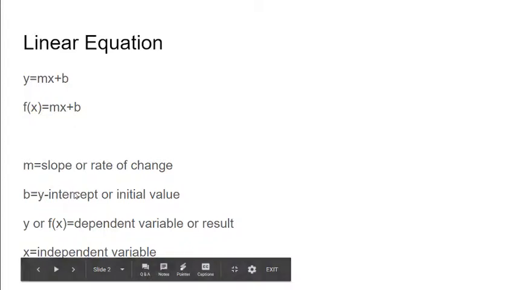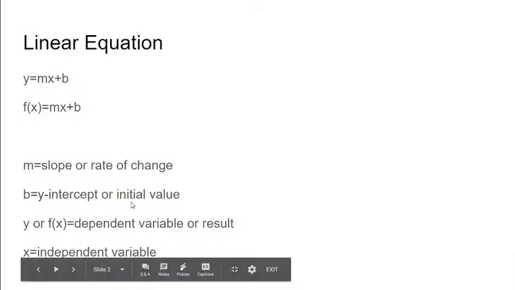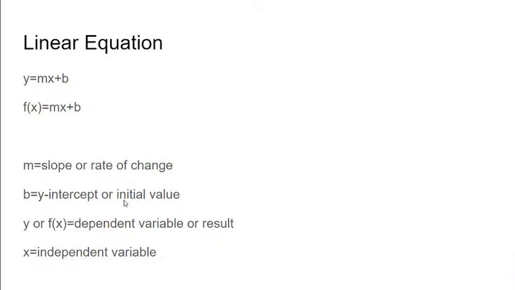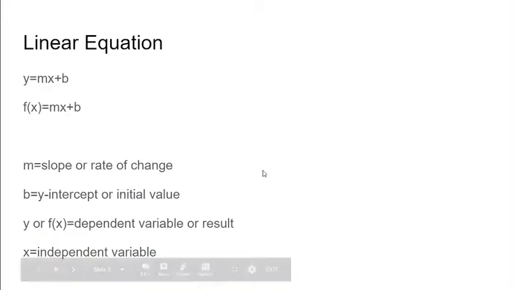B is the y-intercept, or the initial value of a linear equation. So it's the y-intercept, like if we were looking at a graph, and it's the initial value if we were talking about a word problem or something. Y or f of x, either of these two, is the dependent variable or the result after everything else is taken on the other side. And then x is the independent variable, and that will just stay as x. Alright, let's go into a couple of problems in the June 2018 exam.